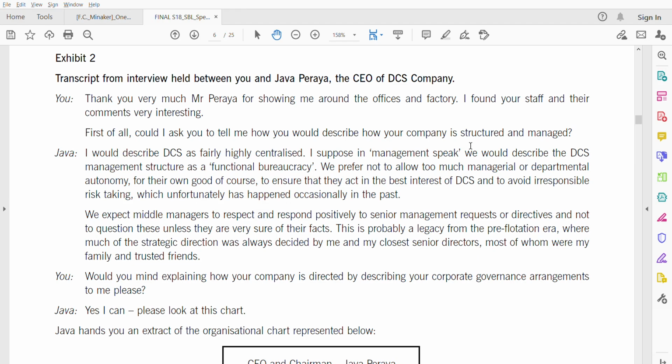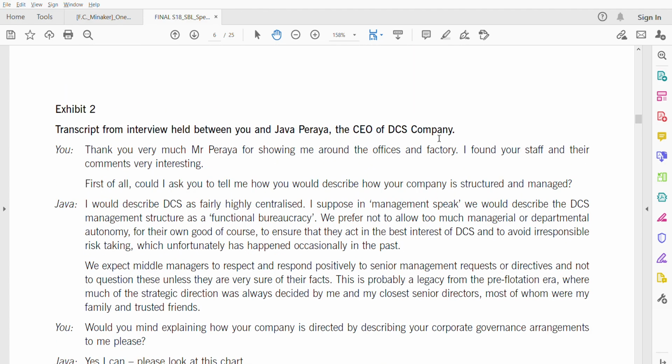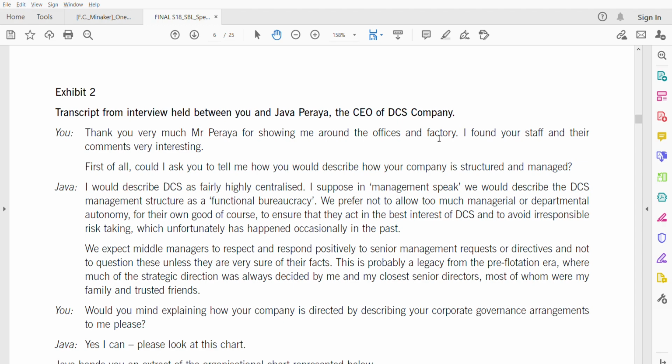For example, numbers and all will take very less time. But where you have more of description and theory, you need more time, right? So allocate your reading time appropriately, accordingly. Okay, so now let's go to exhibit 2. Exhibit 2 is a transcript. This is how a transcript will look for the students who are seeing this paper for the first time.